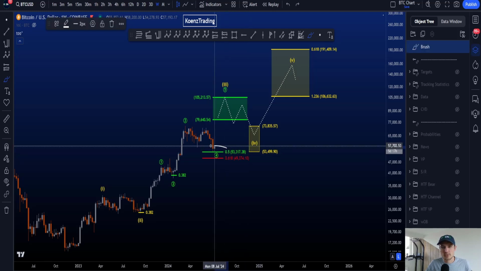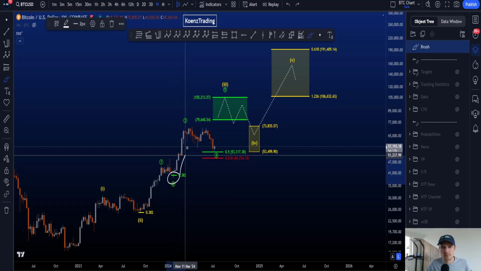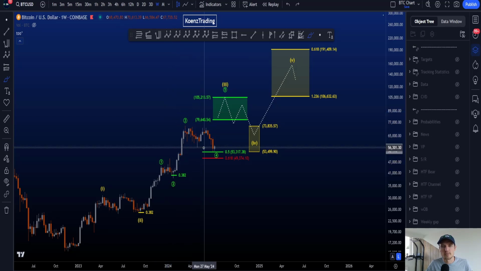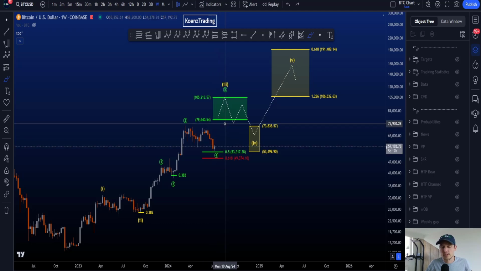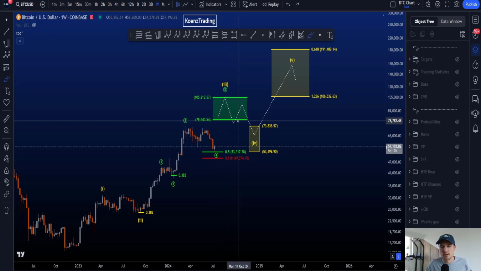We are at the common target area for a wave 4, which is the 0.5, 53.3k, taken from the low to the high of your wave 3. And after a wave 4, we do like to see signs of strength and price moving impulsively to the upside for your wave 5 to finish the yellow wave 3.